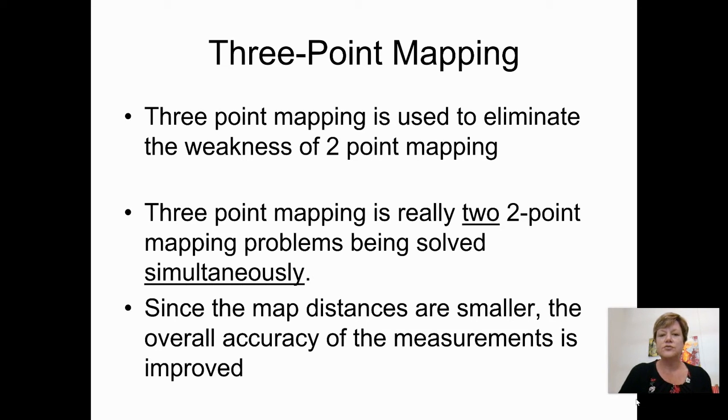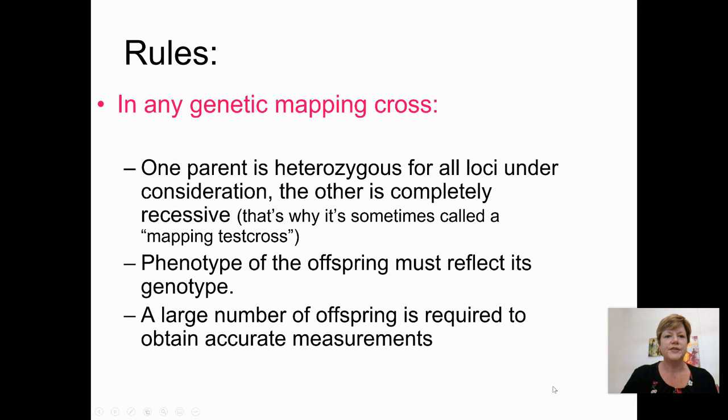And it's really just two-point mapping problems that are being solved simultaneously. But since the map distances are smaller, we eliminate or at least minimize the problem of the 2-point map because we won't have as many undetected double crossovers between 2 points. So in any case, it's a slightly more accurate way of doing things. And also you get 3 genes on the map, not just 2.